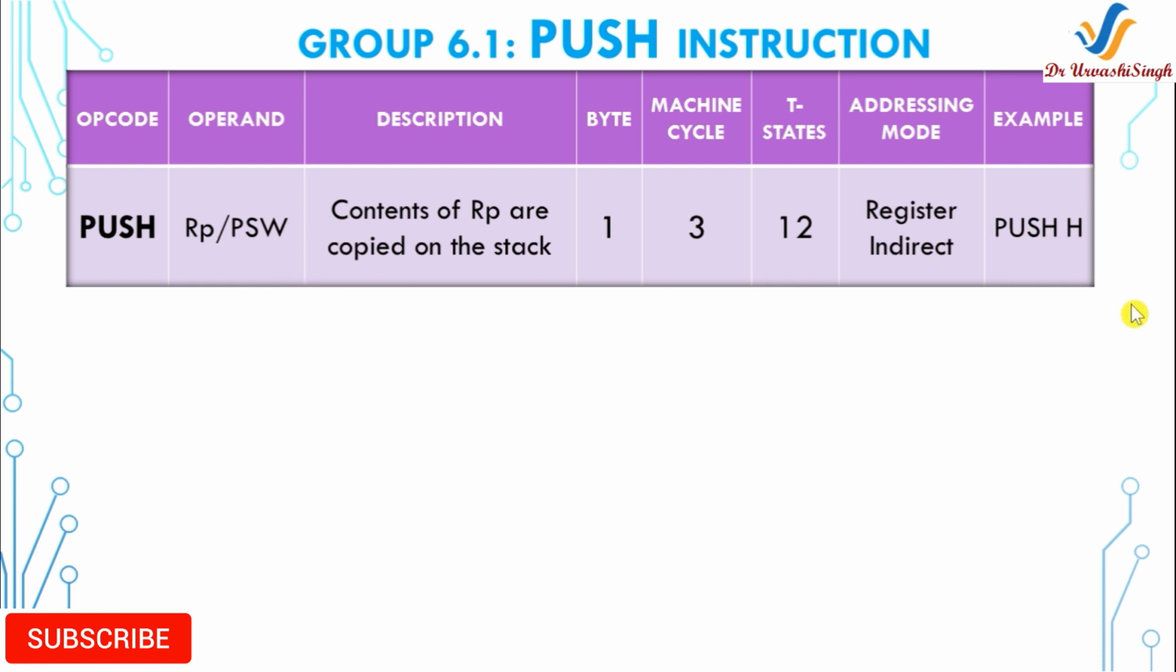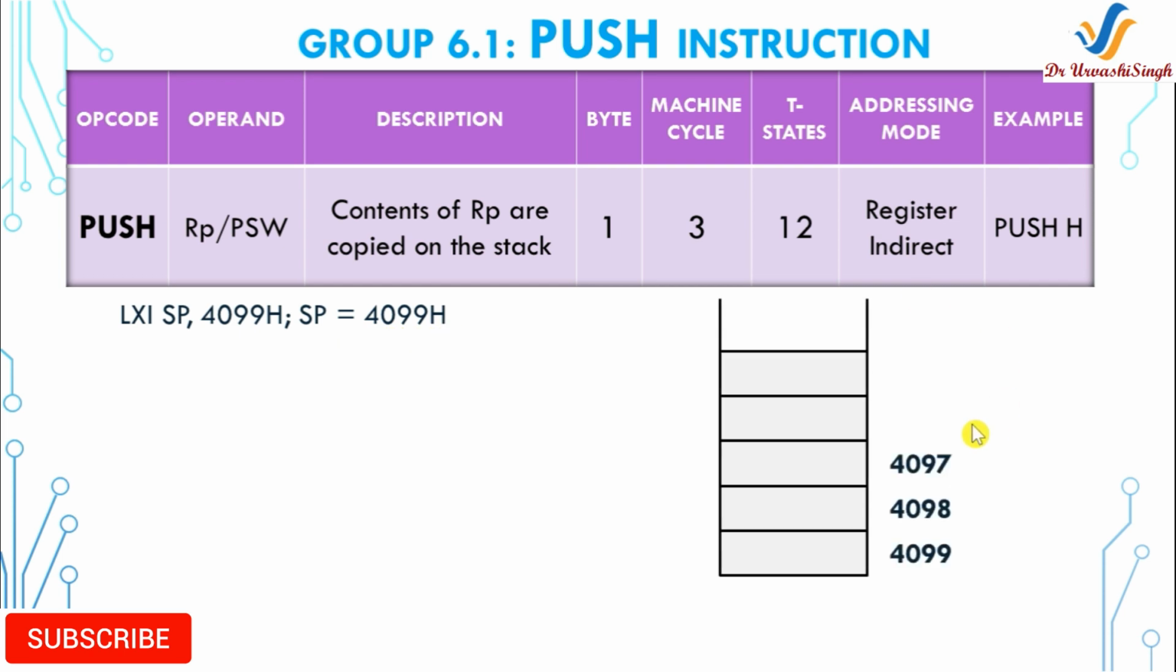Now let us understand this instruction with the help of a program. So first is initialization of the stack memory. So LXI SP 4099 hex. So 4099, next two memory locations are 4098 and 4097. We have taken the stack memory in the decreasing way because it grows in decreasing order. So stack pointer initial value is 4099. So here the stack memory is starting.